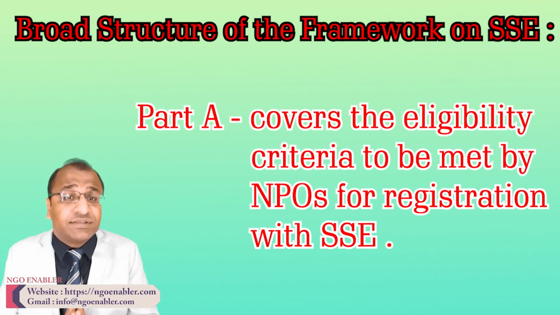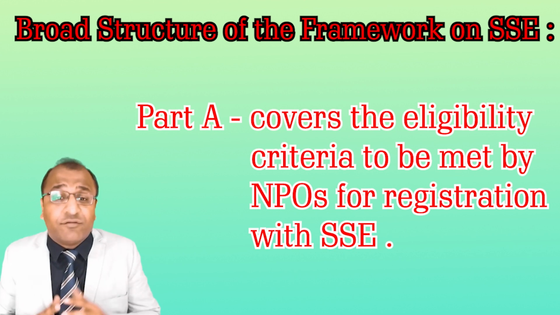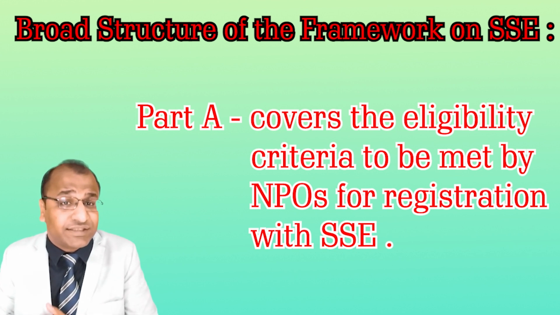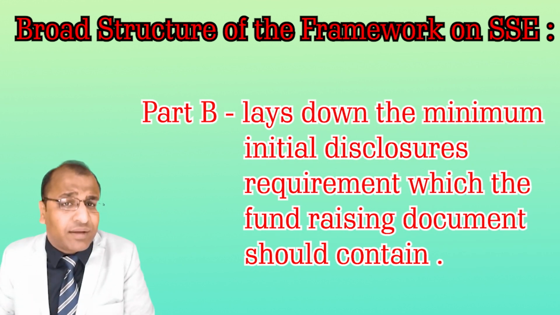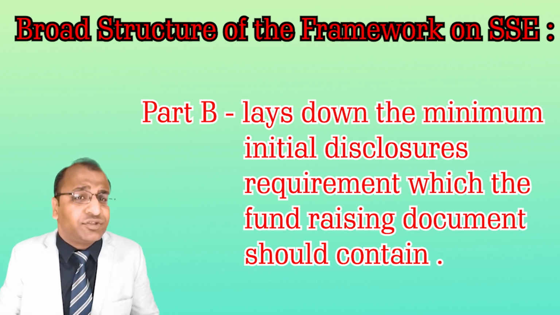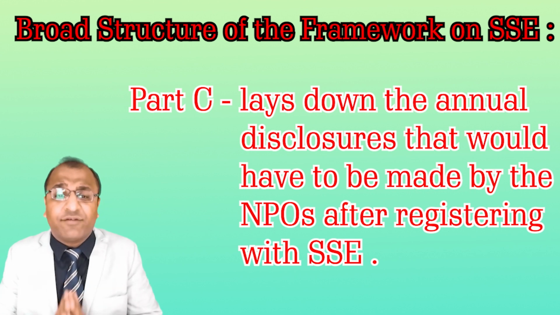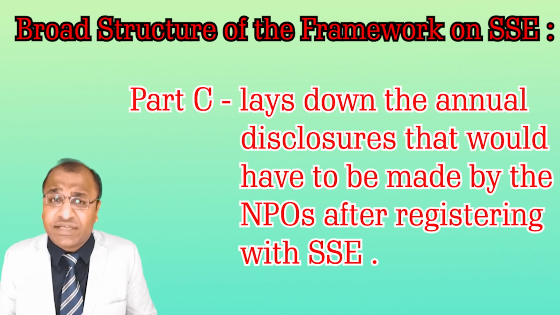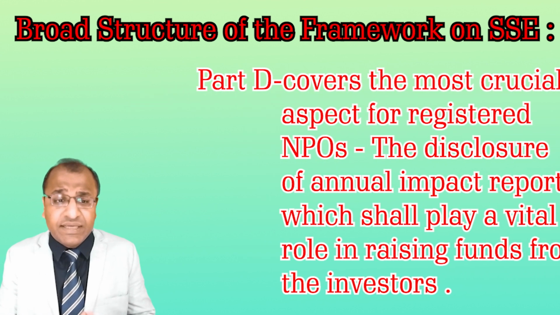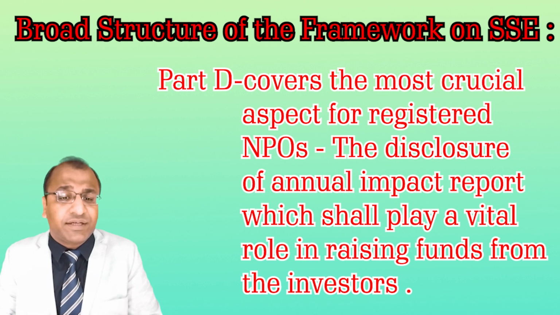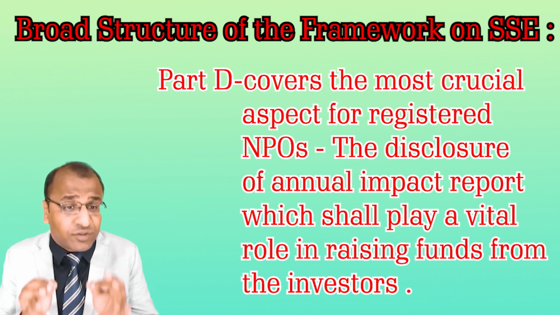Part A covers the eligibility criteria to be met by the non-profit organizations for registration with social stock exchange. Part B lays down the minimum initial disclosure requirements which the fundraising document should contain. Part C lays down the annual disclosures that would have to be made by the non-profit organizations after registering with social stock exchange.